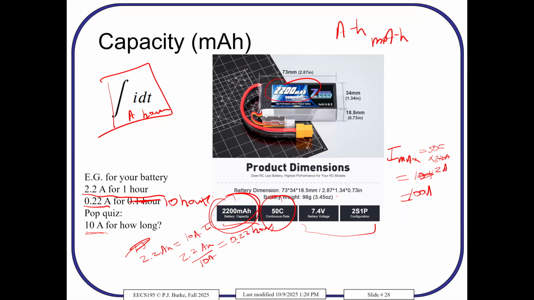And then there's of course the weight, which is 98 grams. So your drone is 250 grams. So that's a significant fraction of the weight.